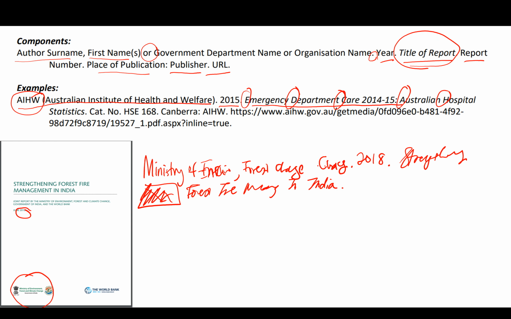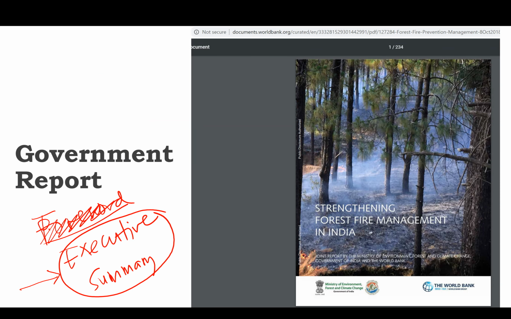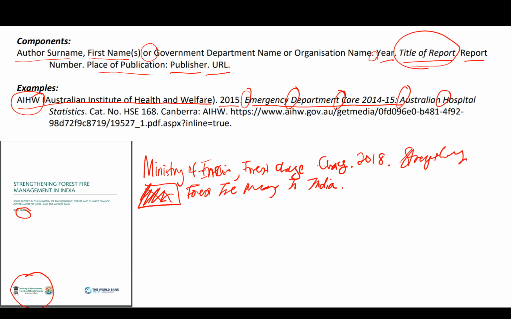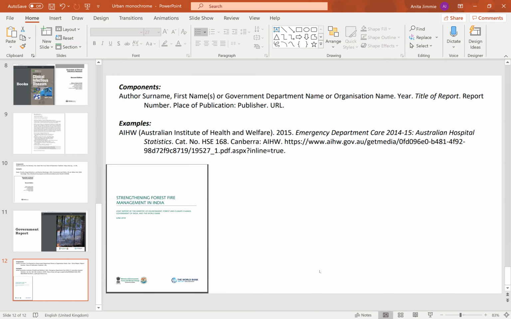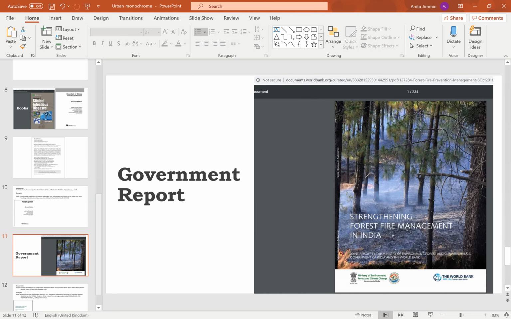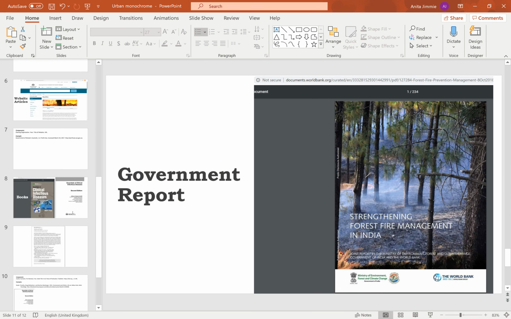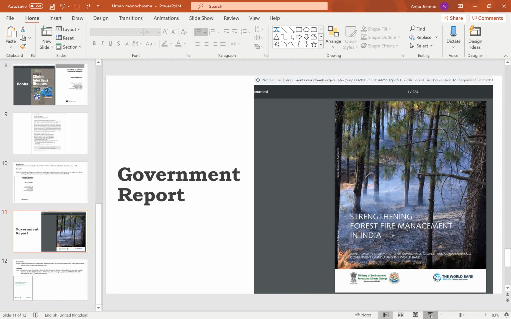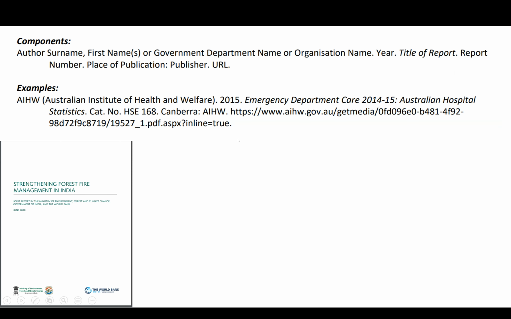Place of publication. Okay, let me check. Place of publication. Okay, there's no place of publication, so you just look on your own. Okay, just look on your own, and then after that, the publisher, then the URL. Okay, everything is deleted right now, but you understand what I'm saying.